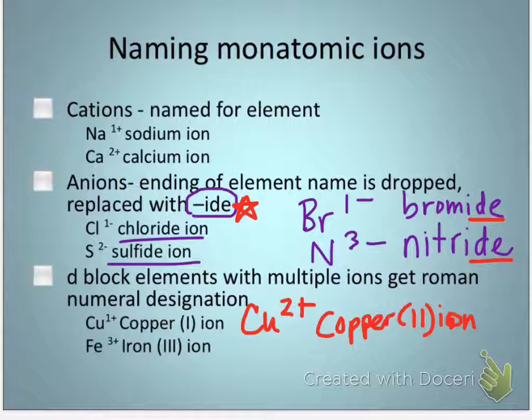What if I have, I know, cobalt that has a 3+ charge? What would you call that ion? Tell the people at your table. I hear cobalt 3.